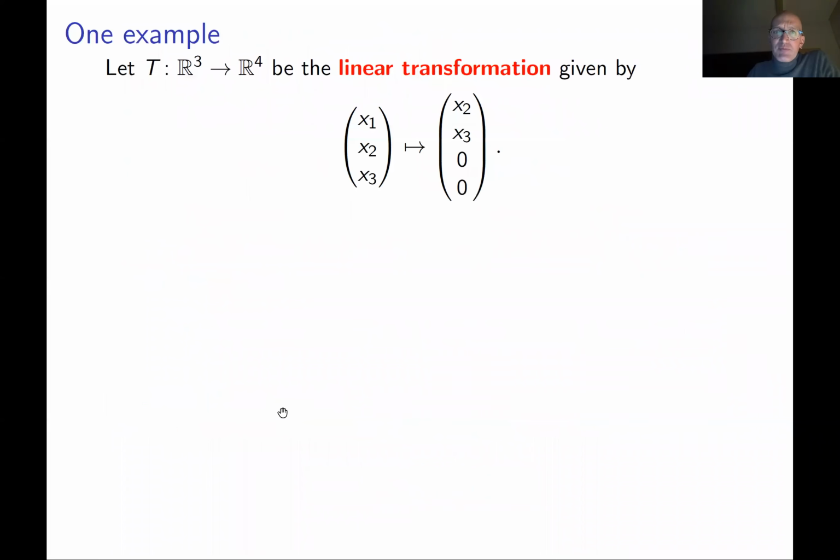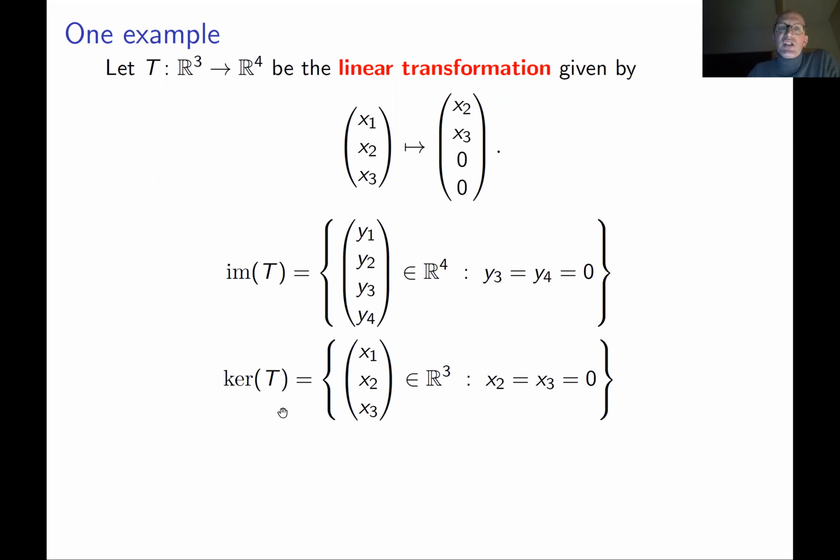Okay, and let me finish with one example, just to show what these spaces look like, using the language of linear transformations. You have this map from R3 to R4, given by this formula. Okay, good. What's the image? What's the kernel? The kernel is all the vectors in R3 which go to zero. But it's clear it goes to zero if x2 and x3 are zero. So you have this.